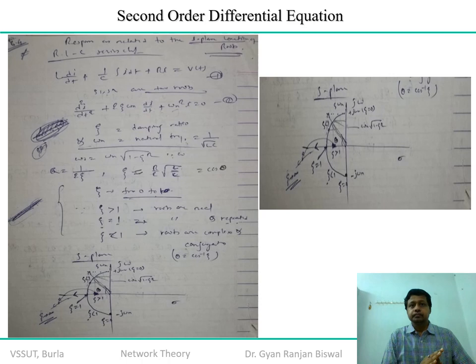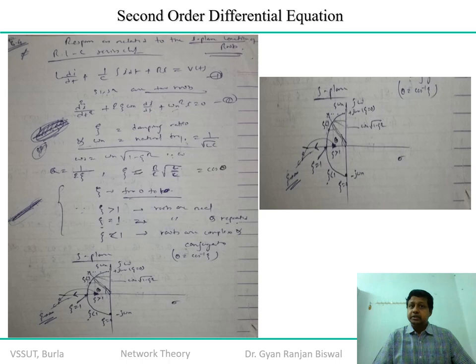Okay, so when zeta is equal to 0, it's an undamped system, because omega n is equal to omega d. There is no difference between the damped frequency and the natural frequency. Actually, there is absolutely no damping at all. So that's why if zeta is equal to 0, that condition is called the undamped system or naturally oscillating system. There is no damping at all.